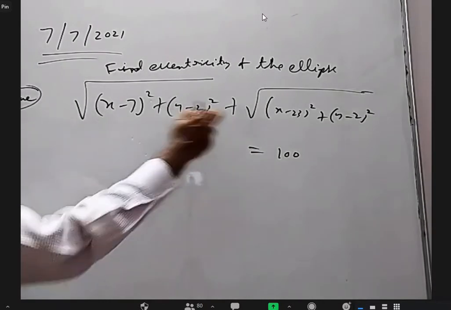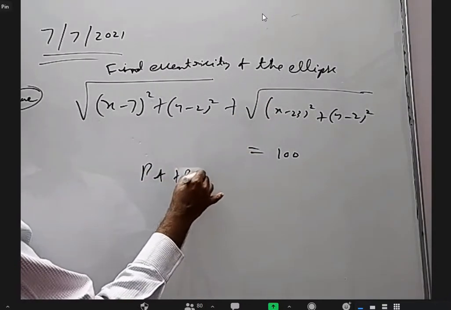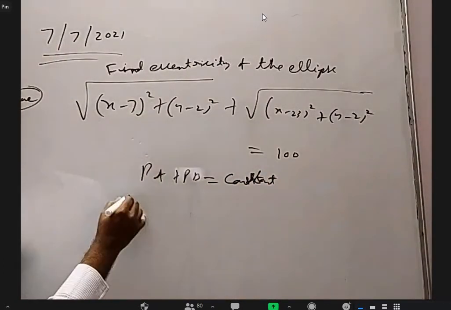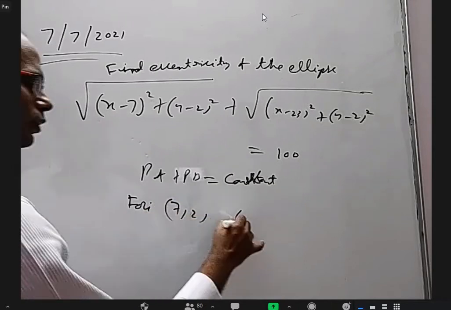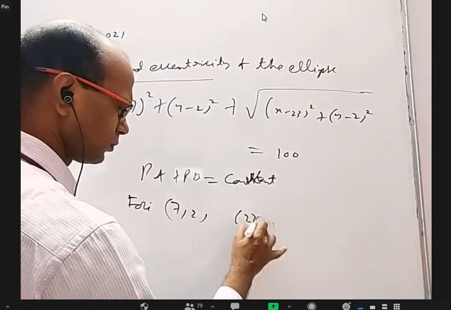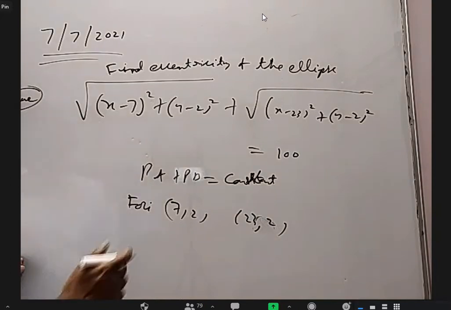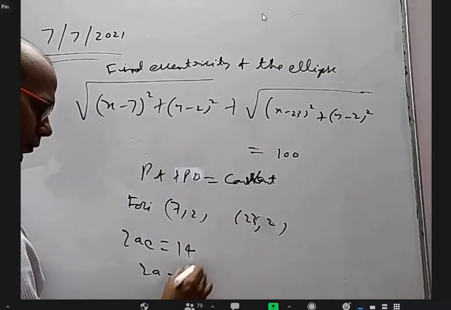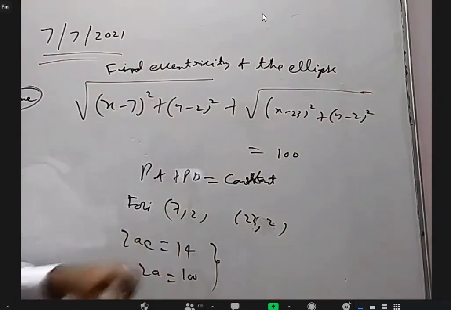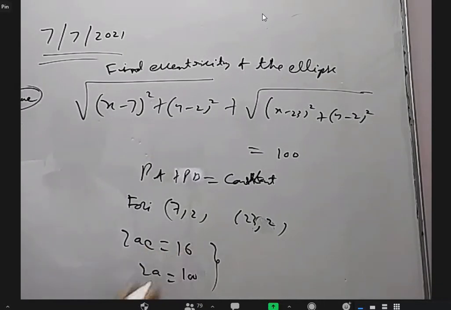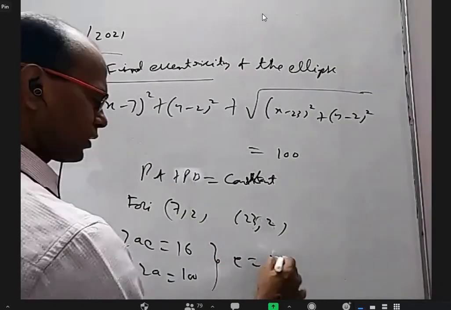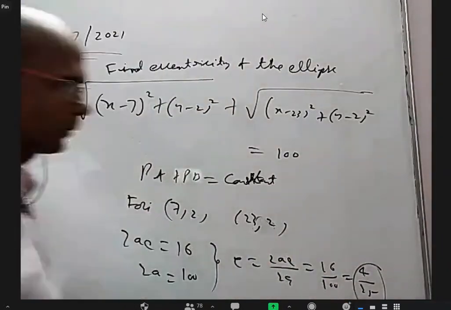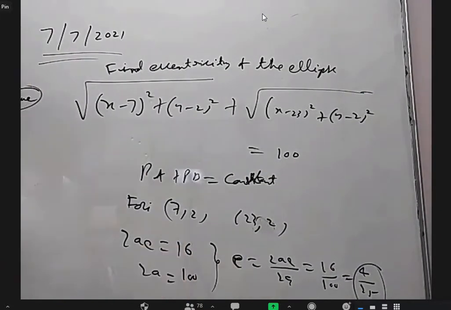Because this is like PA plus PB is constant only. PA plus PB is equal to constant. So the locus will be an ellipse with the foci at what? The foci are (7, 2) and (23, 2). If I find the midpoint, I'll get the center, but I don't need it. 2AE, the distance between the foci, and 2A is 100. What is 23 minus 7? Not 14, it is 16, right? You divide them, you'll get E. E can be written as 2AE by 2A: 16 by 100, that is 4 by 25. That's simple, right?